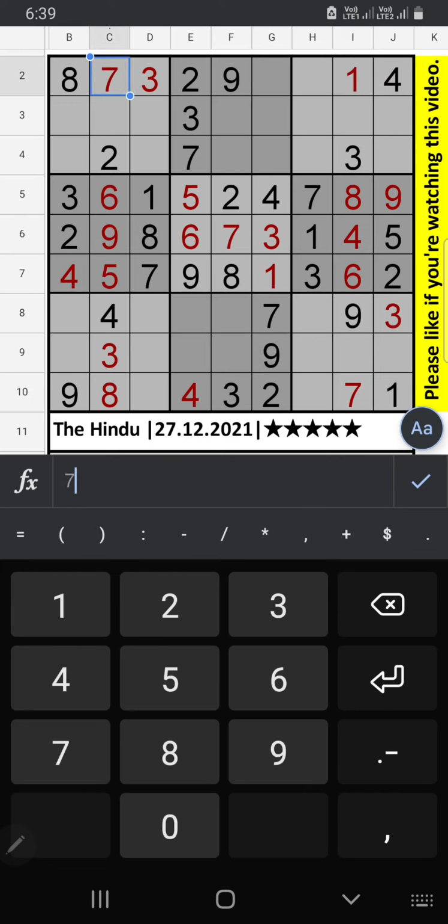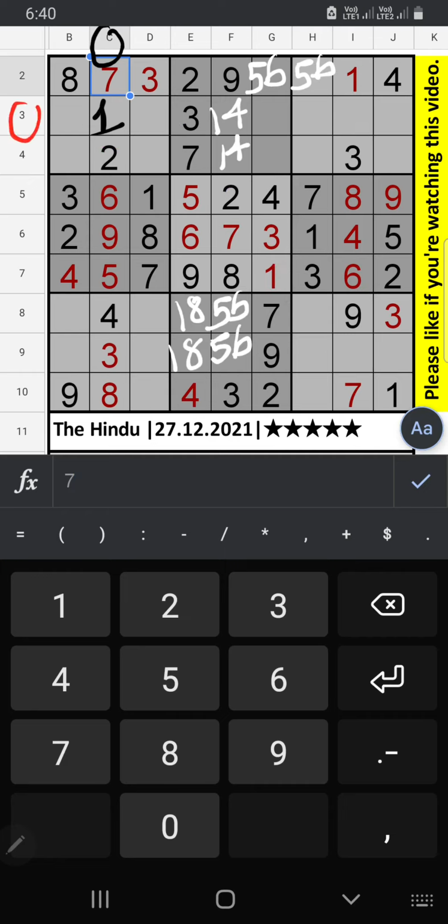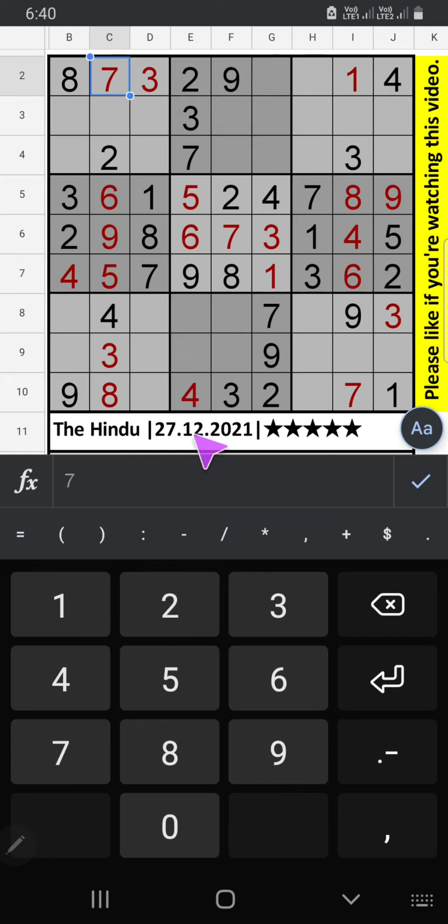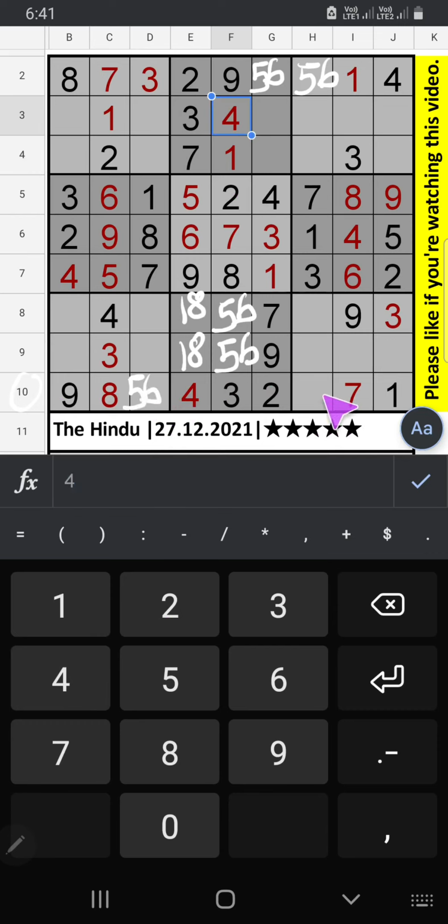Then in column C we have only one number remaining. Number 1 will be here only. In the third row we have already 1. Then 1 can't come in this cell. Then 1 will be below, 4 will be above. Then in the 10th row only 2 numbers remaining, 5 and 6 will come in both the cells.